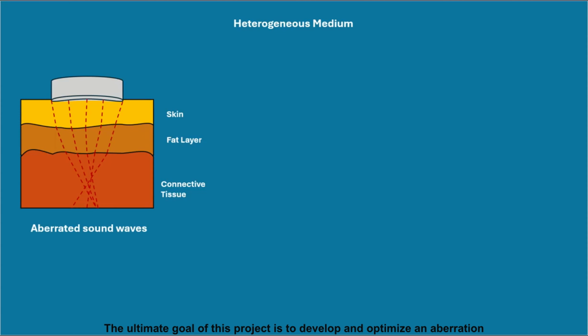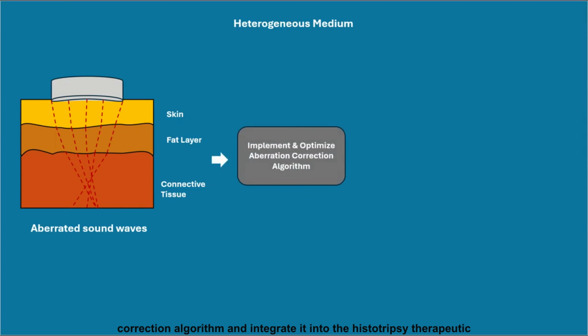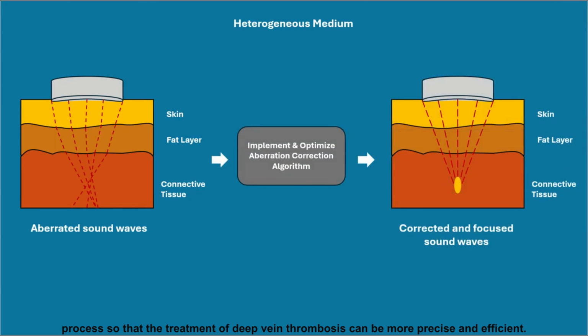The ultimate goal of this project is to develop and optimize an aberration correction algorithm and integrate it into the histotripsy therapeutic process so that the treatment of deep vein thrombosis can be more precise and efficient.